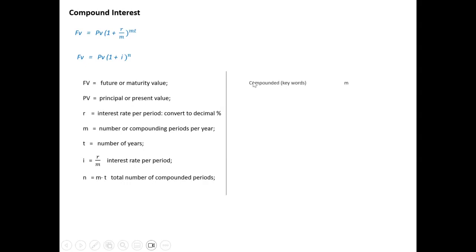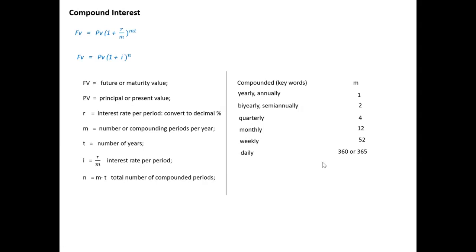And here are the key words to use for M. If the problem states yearly or annually, my M is equal to 1. If it states bi-yearly or semi-annually, my M is equal to 2. Quarterly, my M is 4. Monthly, my M is 12. Weekly, 52. Daily will be 360 or 365. Hey guys, it's only 360 when the book states to use 360. If the book doesn't state, it says just daily, then you use 365. And then continuous is a different formula.